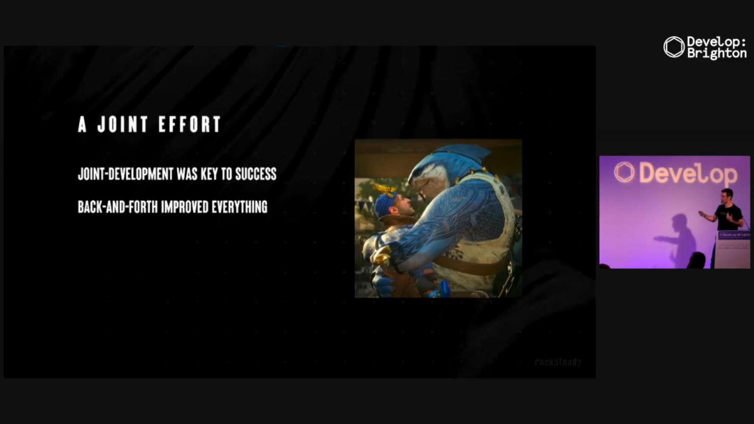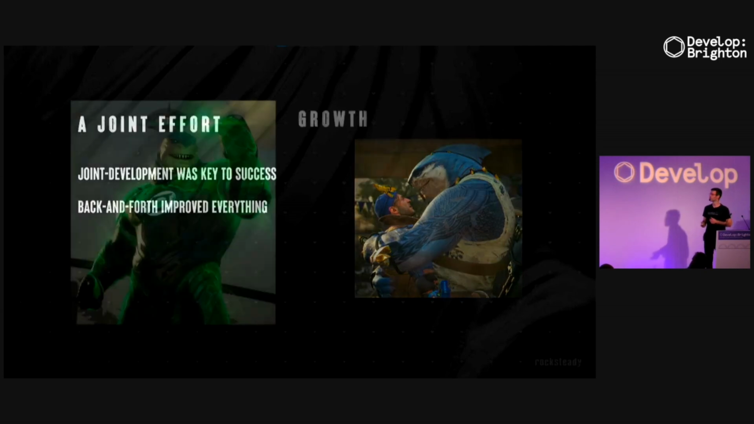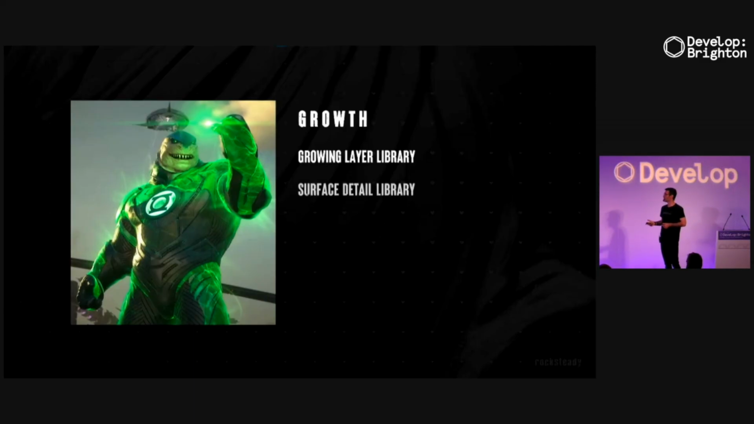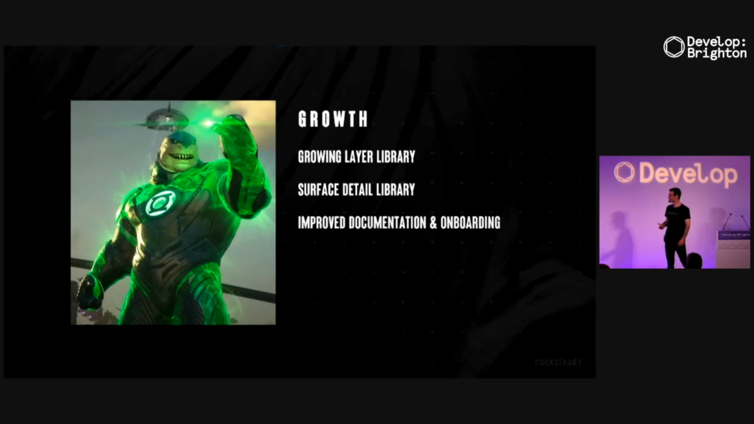Once we had overcome those initial hurdles, we carried on with the system and we started to grow it by adding new layers, such as clear coat, even sequins for Joker, those Green Lantern layers, which are super cool, very dynamic. We also increased the surface detail library. We improved the documentation and onboarding. Credit here to Andy Matthews, our lead at the time, who was very adamant on documentation.